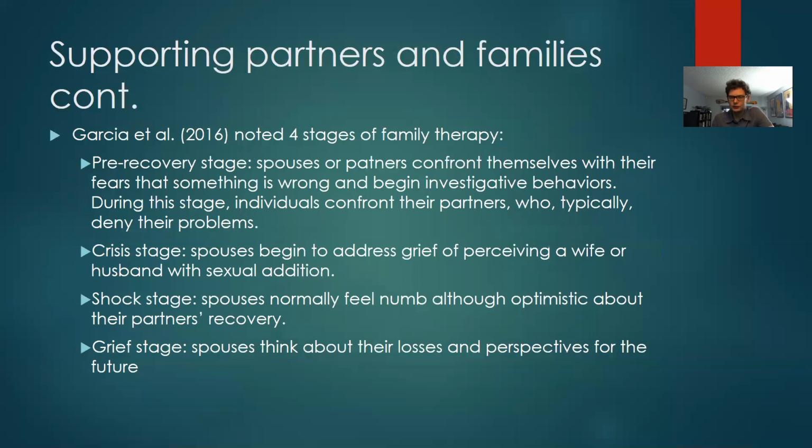This occurs before recovery. In the crisis stage, spouses begin to address the grief that they're perceiving due to the fact that their partner has likely cheated. And they begin to conceptualize what it's like to be married to an individual that has a sexual addiction. During the shock stage, people feel numb. They're somewhat optimistic about their partner's recovery, assuming that they're actually involved in the therapeutic process. And in the grief stage, spouses think about their own personal losses, and they reevaluate what the future is going to look like.